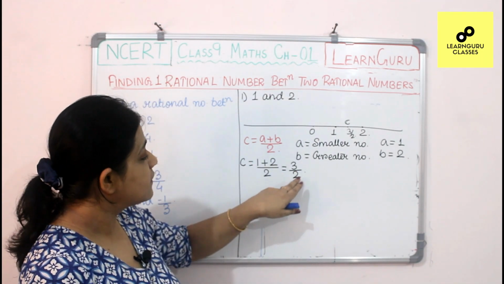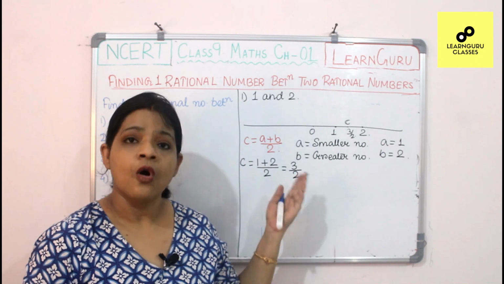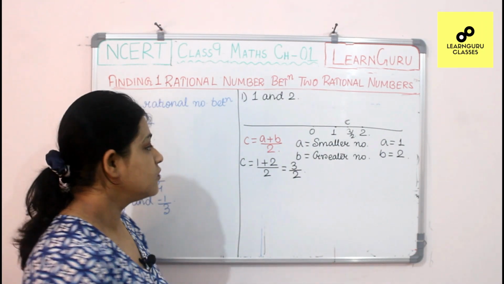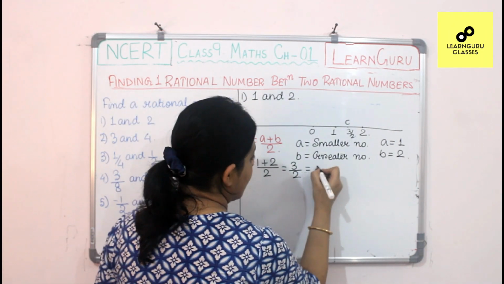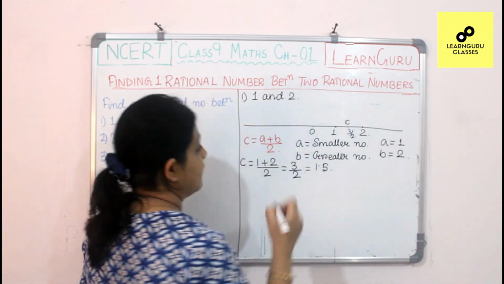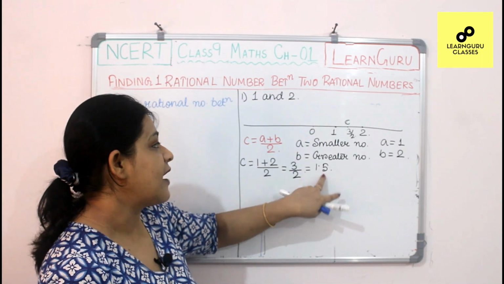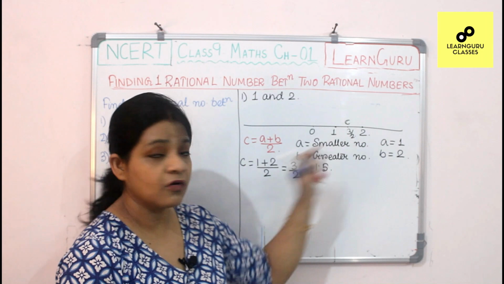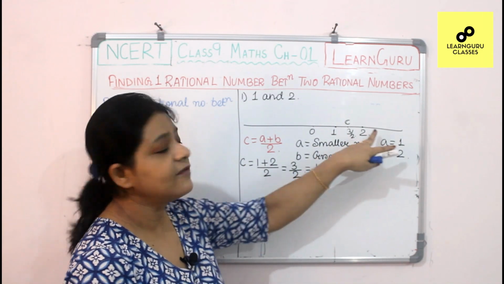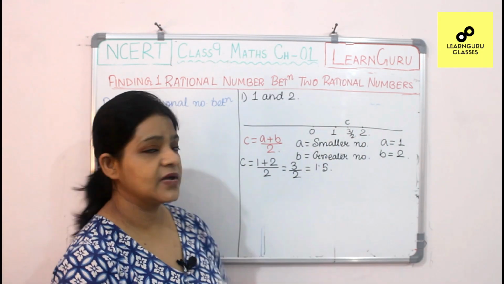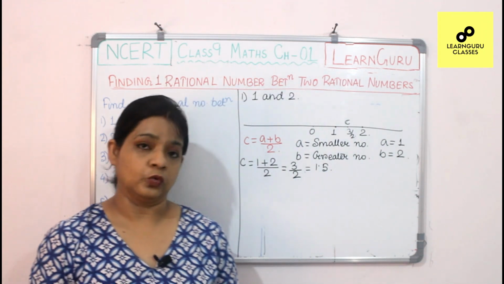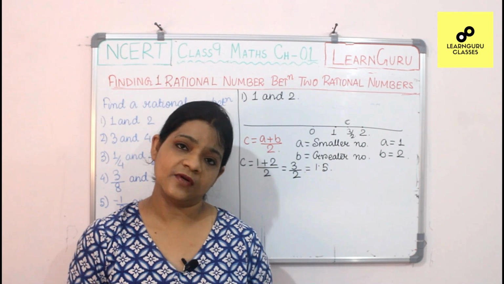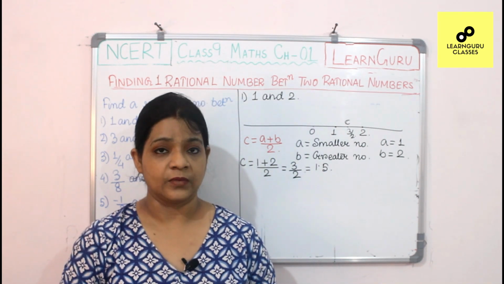Now you can keep this as a fraction or you can convert it into the equivalent decimal expansion. The equivalent of 3 by 2 is 1.5. Now you see 1.5 is greater than 1, so it is situated to the right of 1. Again, 1.5 is less than 2, so it is situated to the left of 2. In this way we find one rational number between two numbers.